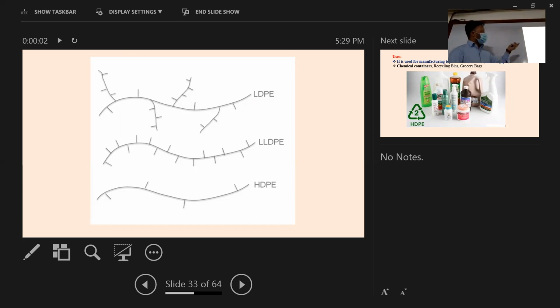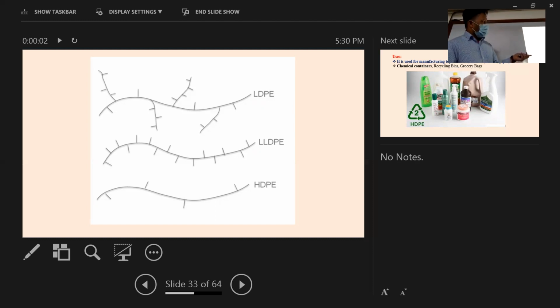LDPE has many branches. So if you put another molecule close to it, there will be open space. Here will be open space. Here can be. So when we have this type of structure, that means LDPE, there will be some open space which can hold some air, so that the density decreases. And for these types of structure, they can come close together. So open space will be reduced, therefore density can be increased.